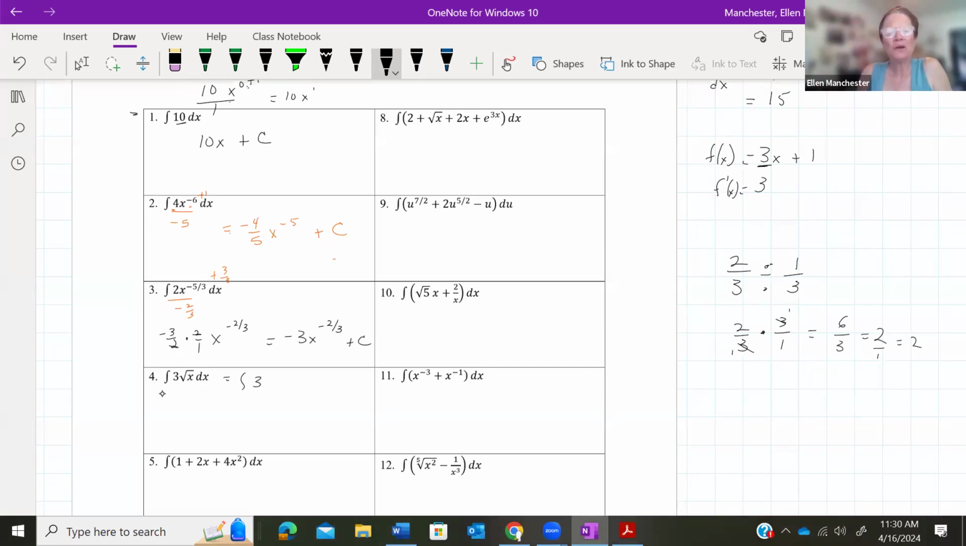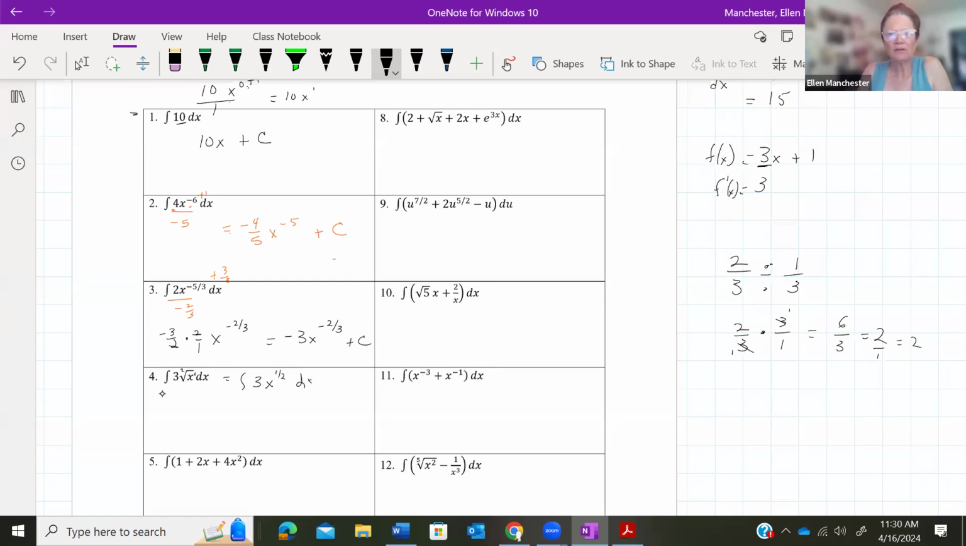Okay, so square root of x. You cannot find an antiderivative of a square root, can't find the derivative of a square root. So the first thing you've got to do is change that to x to the 1/2. So remember, the exponent on the base is your numerator, the index is your denominator.